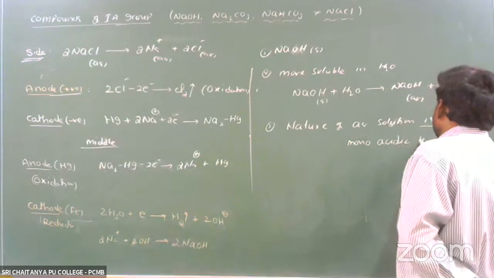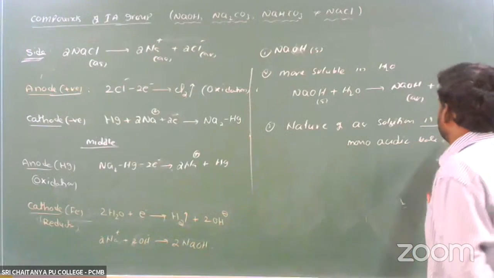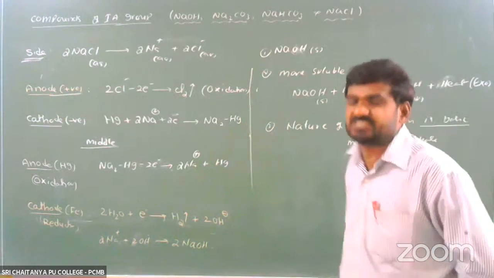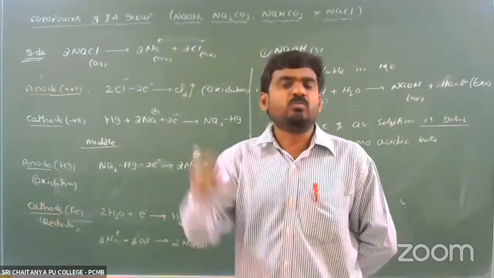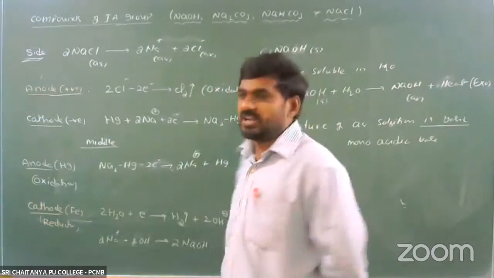Monoacidic base. Monoacidic base means it can produce only one OH minus ion. So molecular weight is equal to equivalent weight and molarity is equal to normality.